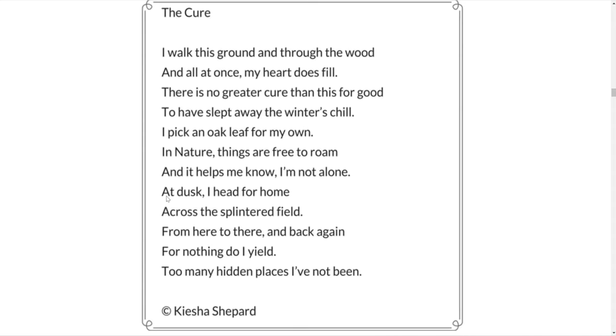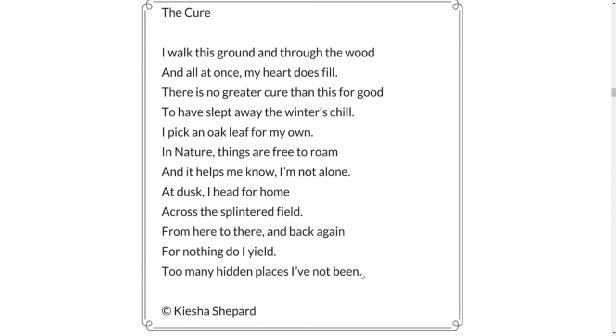And then she says something she does again: "At dusk, I head for home across the splintered field." And then she just continues on. She does an expansion of this sentence here, and she expands that last sentence so that she can end her poem.